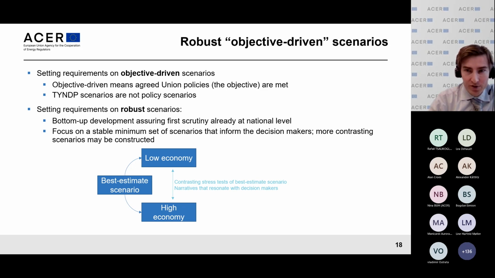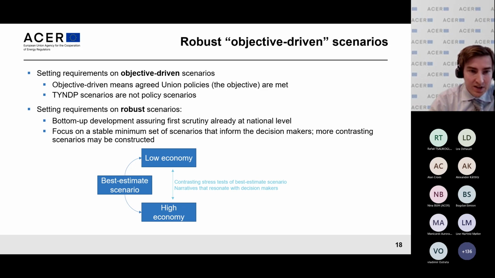At the same time, we also acknowledge that the set of scenarios should be focused. We cannot have 100 possible futures because it's difficult for policymakers to deal with that. And it's also very challenging for NSOE and NSOC to have the resources to commit to such a development. That's why we focus in the guidelines on this stable minimum set of scenarios, which includes the best estimate scenario that will be largely based on the NECPs, properly amending those assumptions that might be outdated.